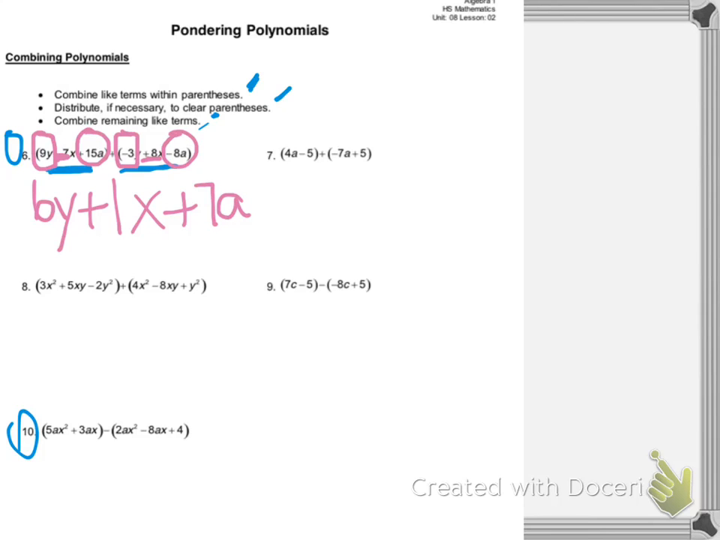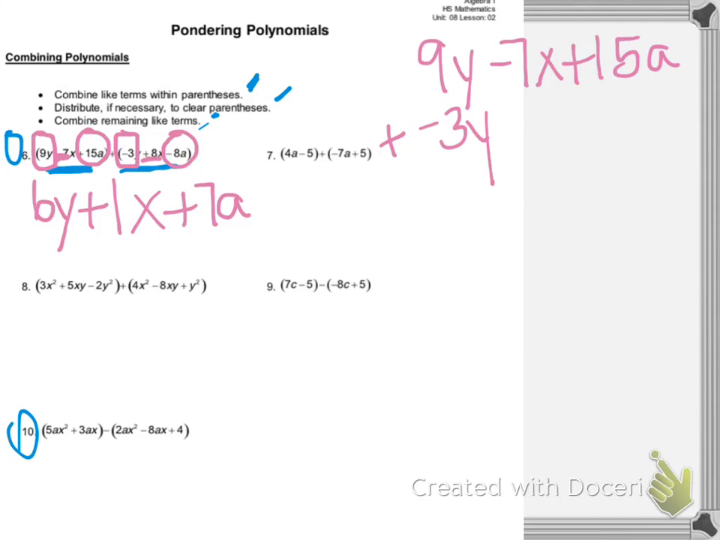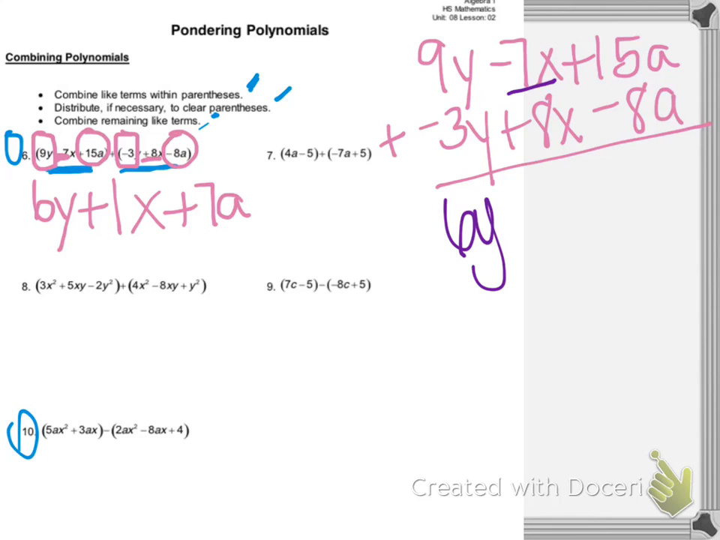Okay, so what I did is I lined them up. So I did 9y minus 7x plus 15a. And I added that to negative 3y plus 8x minus 8a. And I just added it just like I would if it was regular old numbers. So I did 9y minus 3y, gave me 6y. Then I did negative 7x plus 8x, which gave me plus 1x. And then I did 15a minus 8a, which gave me plus 7a. So that's where I got my answer.